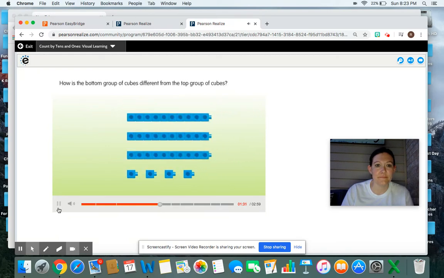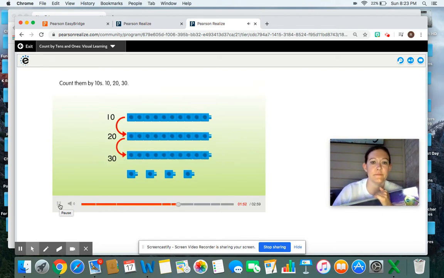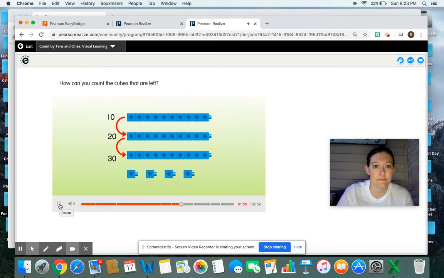How is the bottom group of cubes different from the top group of cubes? One answer is some of the cubes are grouped by tens. How can you count this set of cubes? Remember, we just did that in the lesson before. How could you count that group of cubes? Count them by tens. 10, 20, 30. How can you count the cubes that are left? Count them by ones. 31, 32, 33, 34.